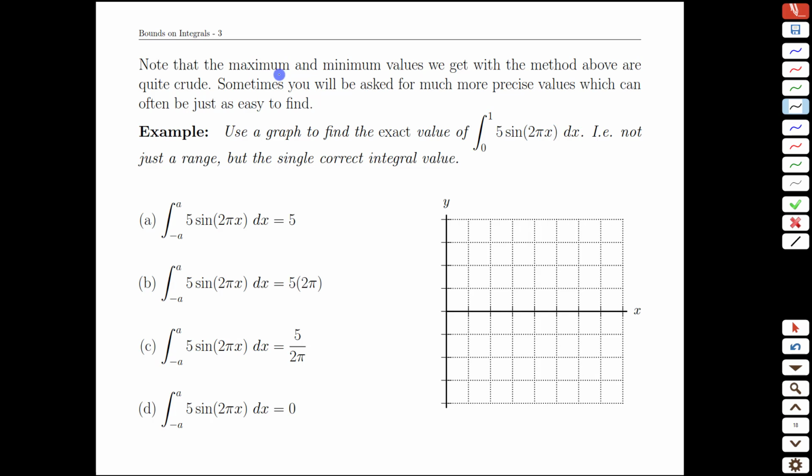It is worth noting that these maximum and minimum values that we get are quite crude. They're just ballpark things. They're values we can get easily and quickly, but they are not very accurate necessarily. There's the occasional moment where we can get something much more precise without, again, any serious calculus calculations. Let's take that same graph where we had our sine function with period 1 and amplitude 5.